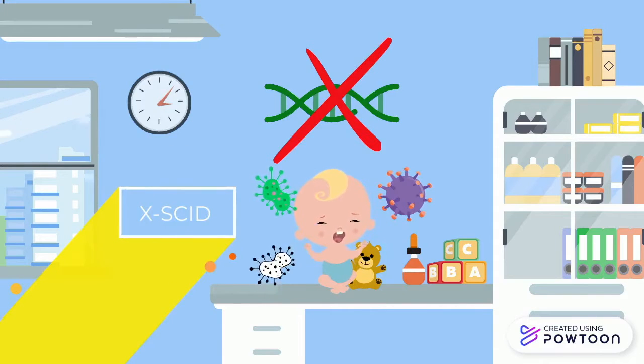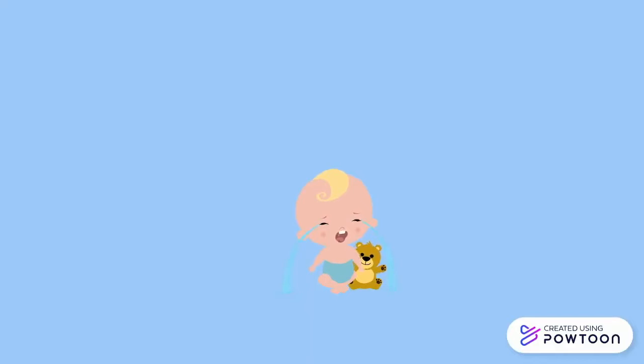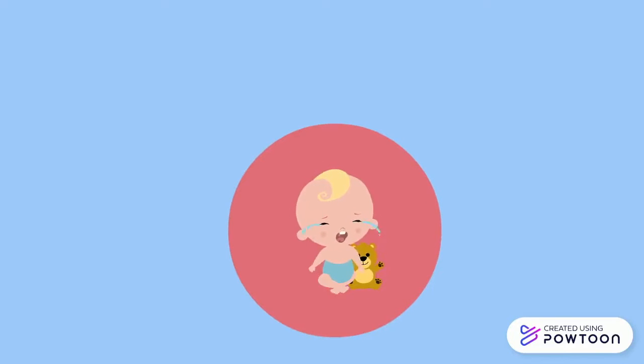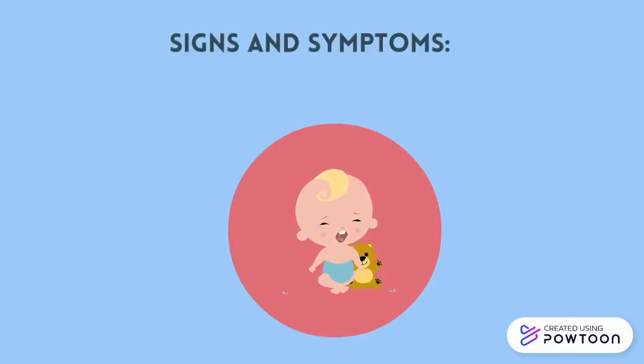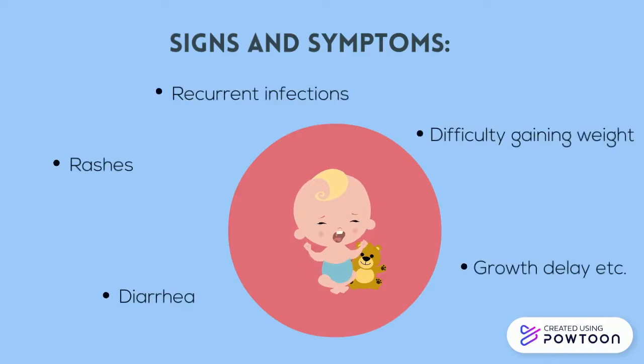At one point in the past, the only way to manage this disease was to isolate the sick child in a sterile environment, hence the name Bubble Boy disease. The signs and symptoms of this disease become apparent in early infancy and may vary from patient to patient. These symptoms include rashes, diarrhea, recurrent infections, difficulty gaining weight, weakness, growth delay, etc.